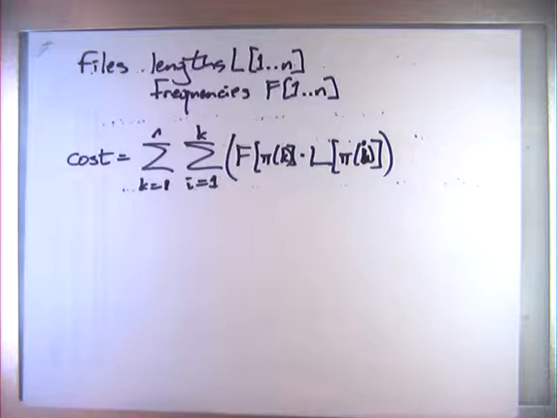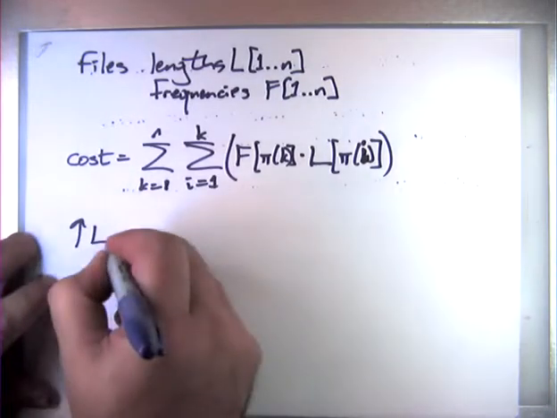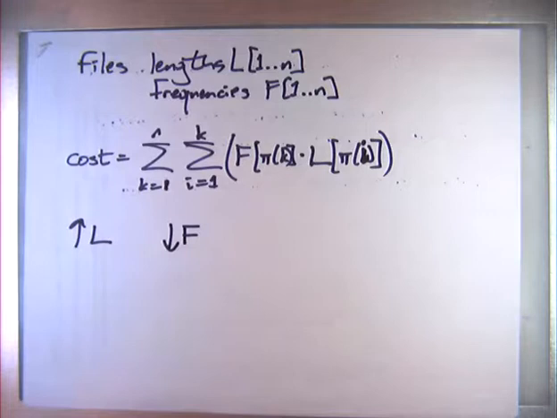Now we already know that if we only have lengths but all the frequencies are 1, we should sort by increasing order of length. What should we do if all the lengths are equal but the frequencies are different? Right, we'll sort by actually decreasing frequency. We want the most common files to be at the beginning of the tape. The files that we're going to look at the most often need to be as accessible as possible. Okay? So intuitively, we either want to sort by increasing length or by decreasing frequency. But now we're given both.